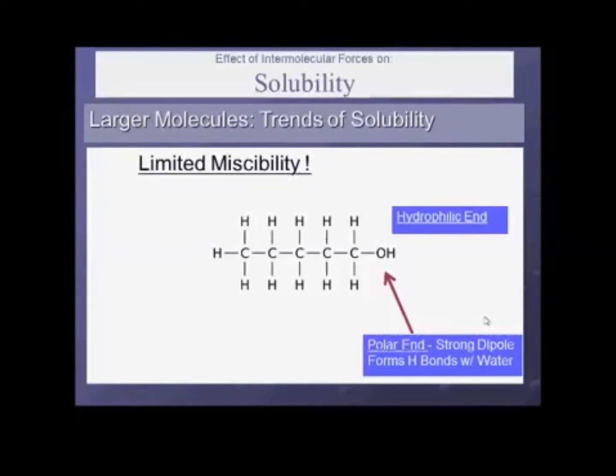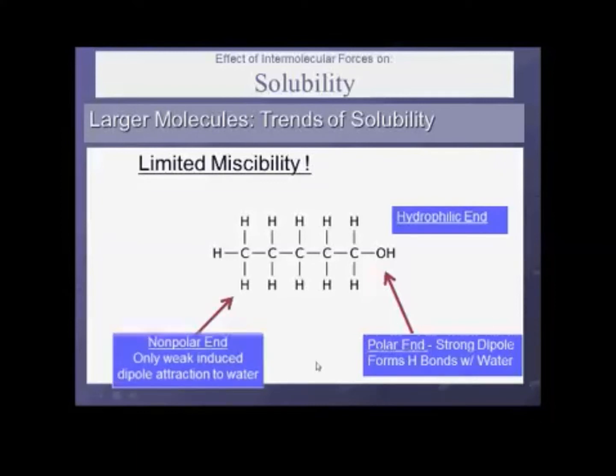So if we put this in water, the question is, is it going to dissolve or not? Well, that end of it is going to be attracted to my water molecules. It will actually hydrogen bond with the molecules. So we call that the hydrophilic end, or water-loving end, like Philadelphia, the city of brotherly love. Well, hydrophilic, loving of water.